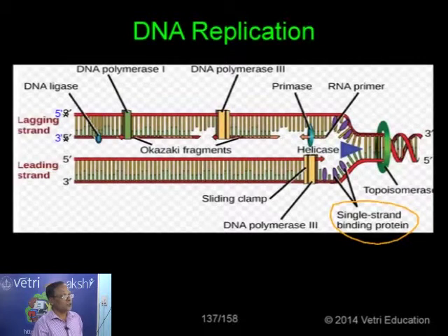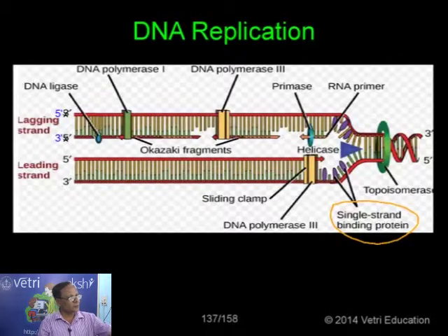This is a protein normally binding with what is called the single strand DNA, after the two strands have been separated by the helicase enzyme. Then what is the role of this single strand binding protein, SSB? It prevents the two strands from re-annealing. Once the two strands have been separated by the helicase enzyme by breaking the hydrogen bonds, it doesn't allow the two strands to form once again the double helix.